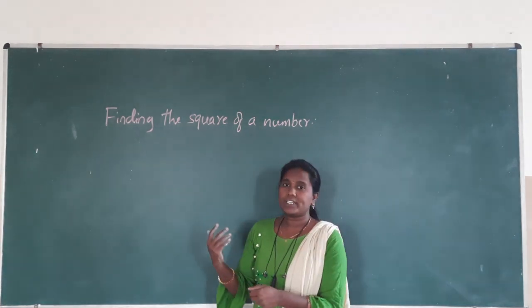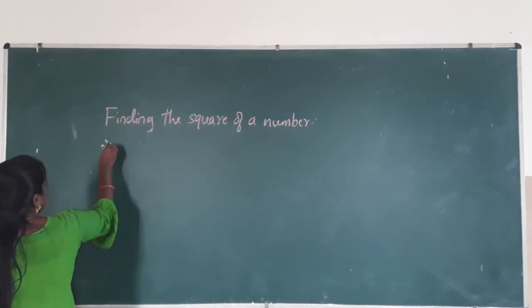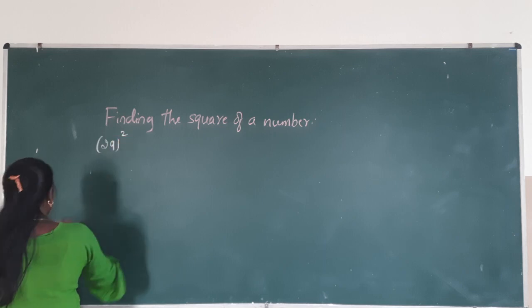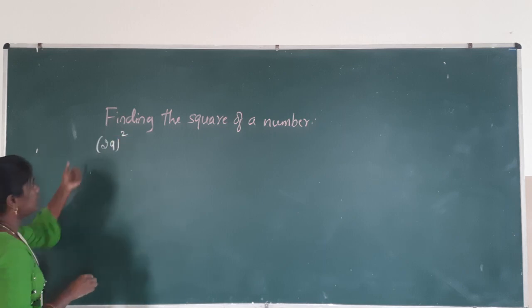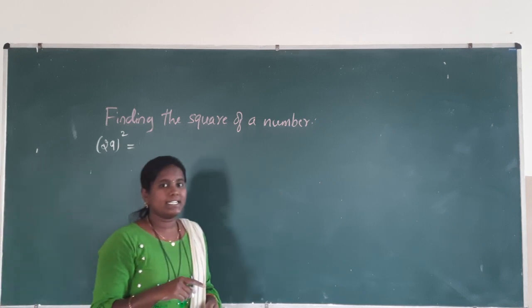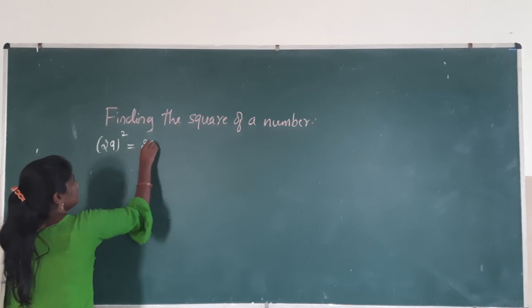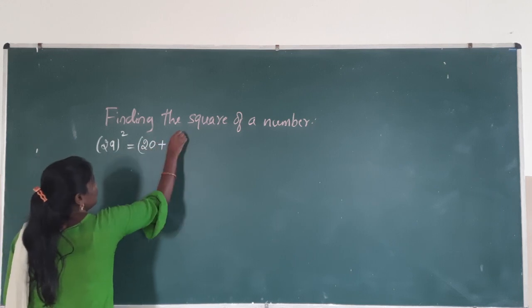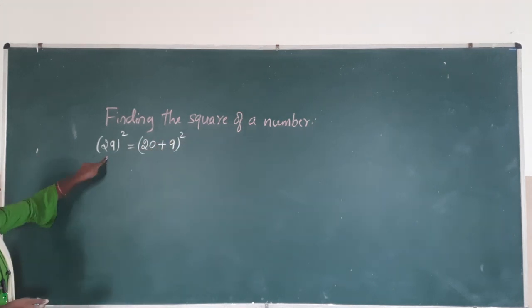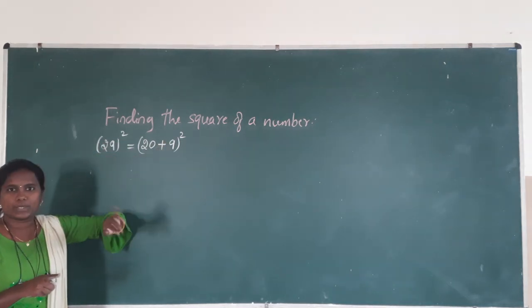But how to find the square of a number? Yes, let us see. 29 square is there. Find the square of 29. How to find? This can be expanded as 20 plus 9. Can we write 20 plus 9? Yes, of course. See, 29 square we are finding. That is equal to 20 plus 9 whole square.